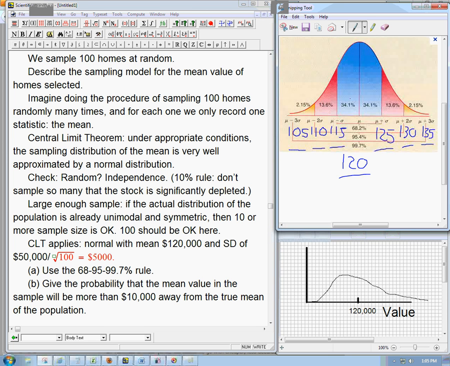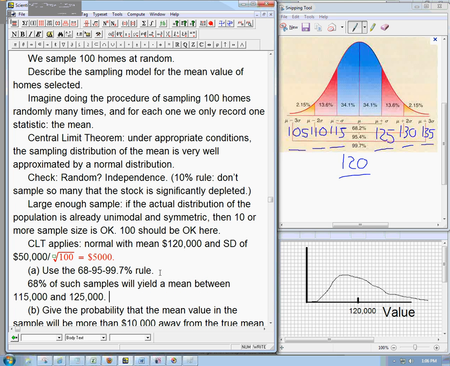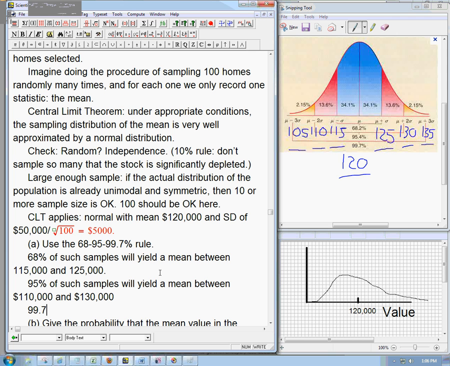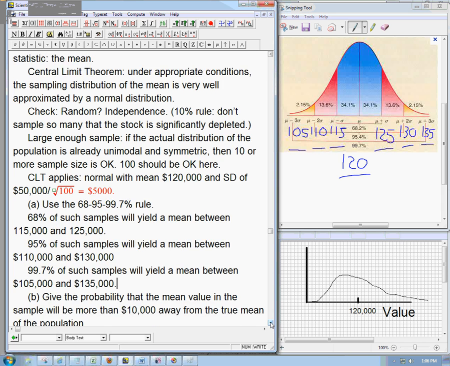In particular, let's say 68% of such samples will yield a mean between $115,000 and $125,000. 95% of such samples will yield a mean between $110,000 and $130,000. And a whopping 99.7% of such samples will yield a mean between $105,000 and $135,000.